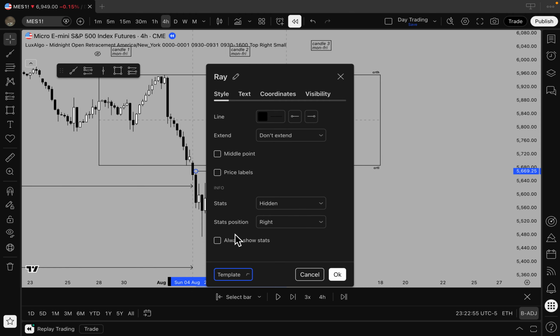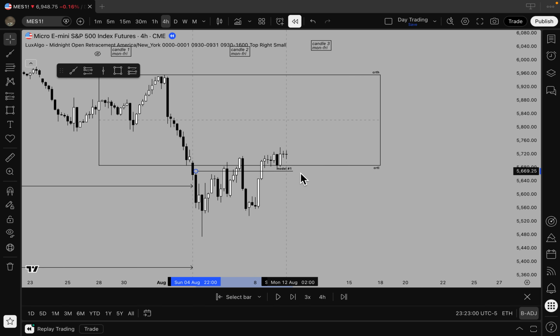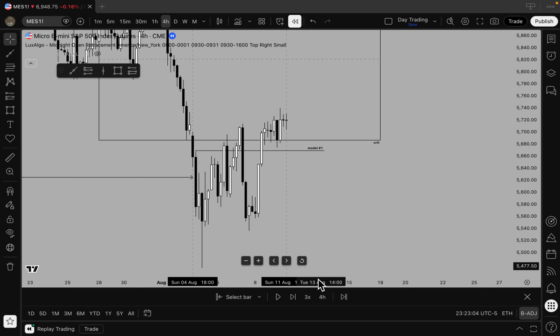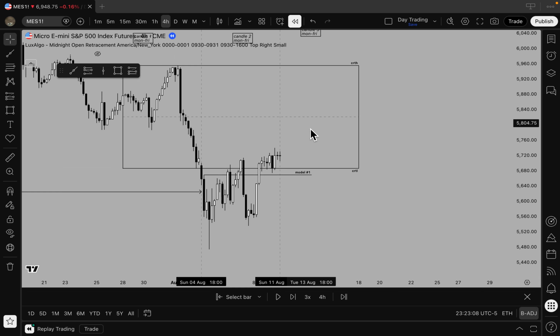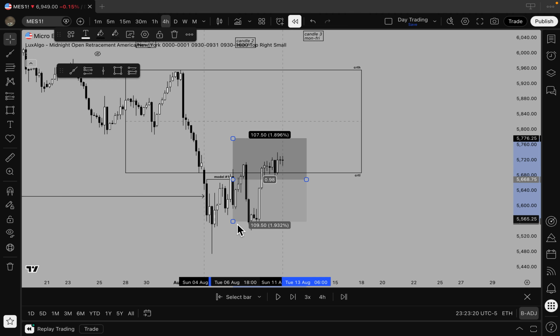Model 1, visibility, hours. This right here is your model 1. That is your very first entry. So obviously, like I said, you want to wait for the third candle for the quicker trades. But if you're going to trade the second candle, it's a little bit more risky because this is your first entry. It forms, you get in, and you're going to be in some drawdown.